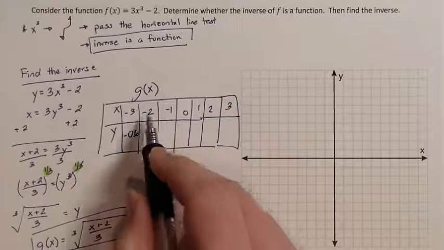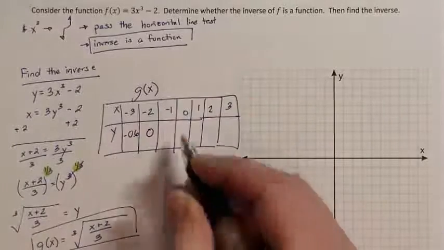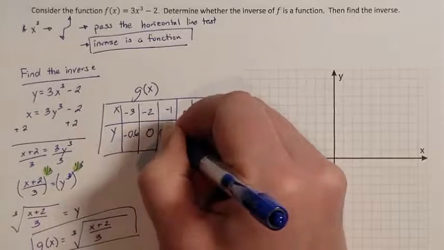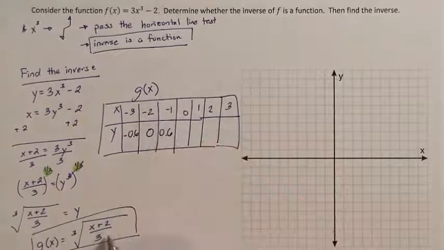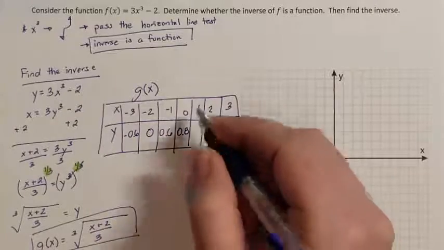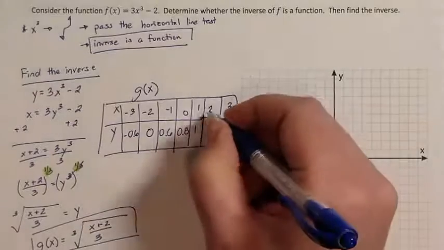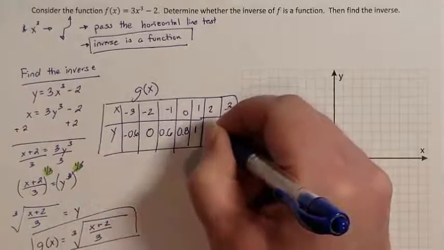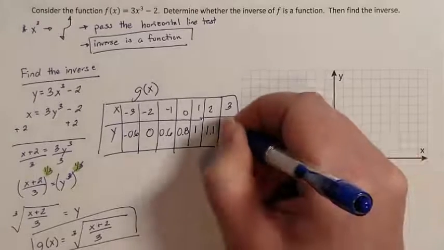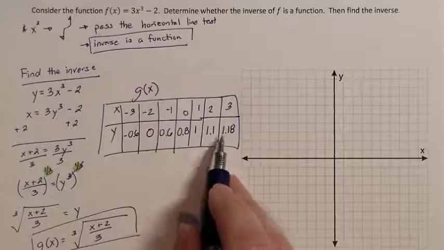-3 into this g of x function, I get -0.6. -2 into this g of x function, I get 0. -1 into this g of x function, I get 0.6. 0 into this g of x function, I get 0.8. 1 into this function, I get a 1. Typing 2 into this function, I get 1.1. Typing 3 into this function, it gives me 1.18. So I see it is gradually going up.